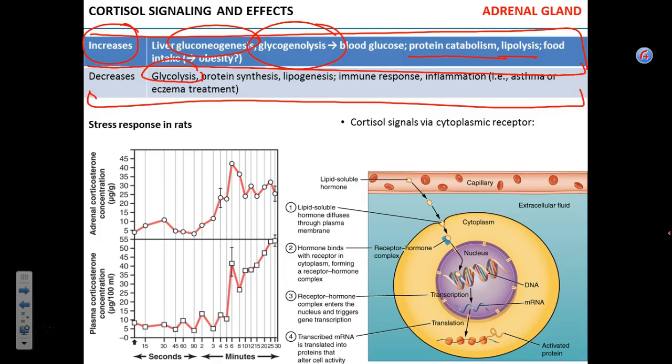Okay. It prevents lipogenesis, which is synthesis of fats, because you're going to use fats as the energy source. You can't afford to make them. Does that make sense?